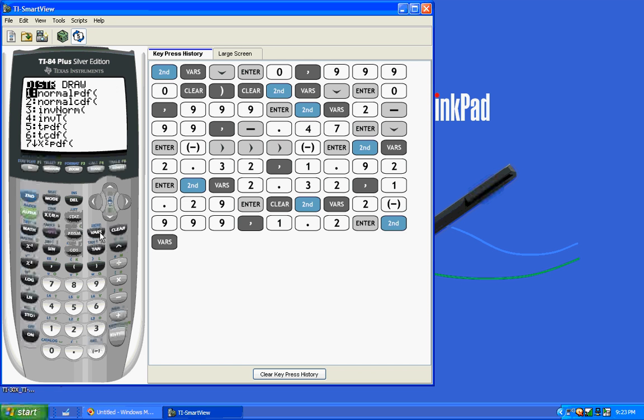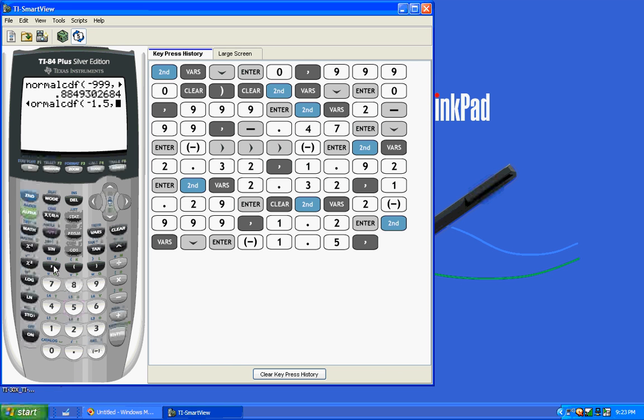Then we also had for part B that Z is greater than -1.5. So that means my left bound is -1.5. Into the right tail, so that'd be +999. And that's the value that we got before.